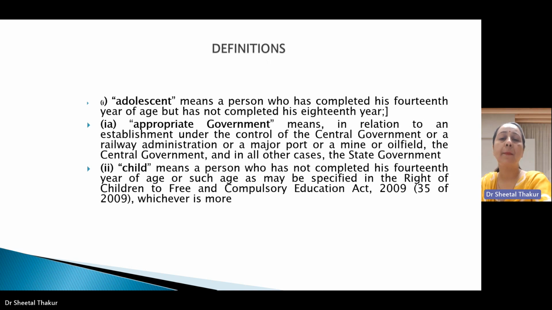Now we will be discussing the definitions of various terms used under this act. The first term defined is adolescent. Adolescent means a person who has completed the age of 14 years but who has not completed the age of 18 years. So a minor who has completed 14 years of age but is below 18 years of age will be deemed to be an adolescent as per the provisions of this act.